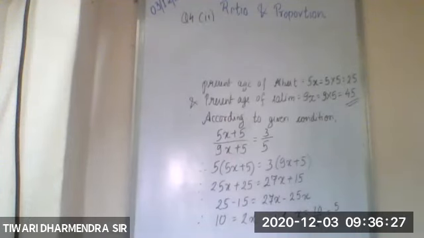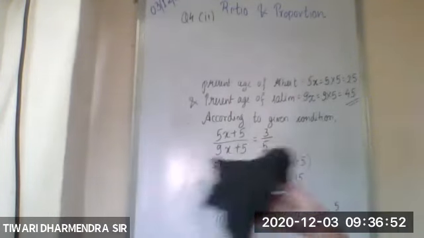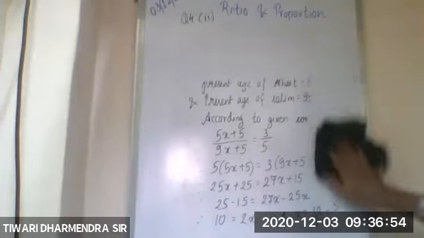Operations on equal ratios. It is a property which is based on this: if a, b, c, d, that means we are having two ratios, that is a by b, and the second ratio is c by d, and they are positive integers, then we can apply the following properties. Properties of the type invertendo, alternando, componendo, dividendo. We'll discuss it step by step.